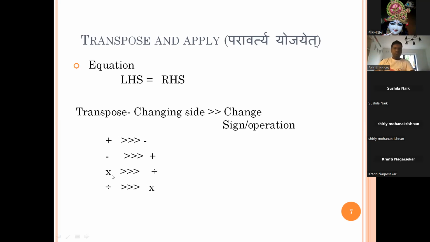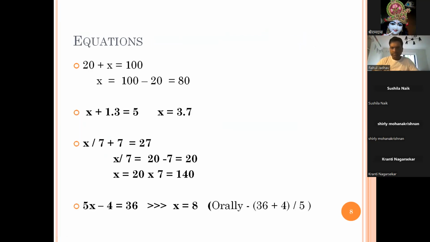What is an equation and how to do a transpose? Same as we learned in school. How to now use it to solve equations orally? I start with very simple things. So 20 plus x equals 100. You just need to transpose 20 to the right-hand side. Transpose means change the sign. 20 is a positive sign; when it moves to the right-hand side, it changes to negative. So 100 minus 20 is 80. So x is 80.